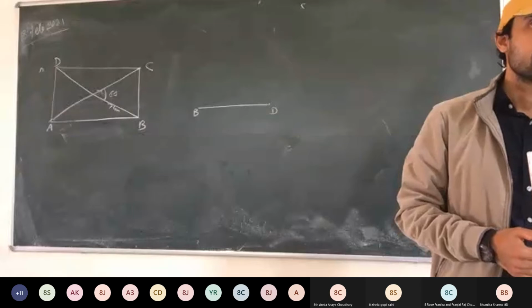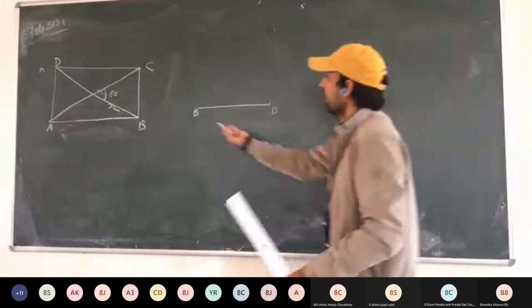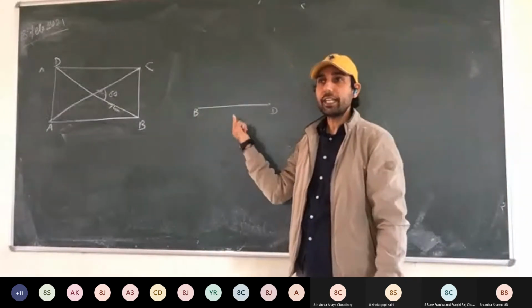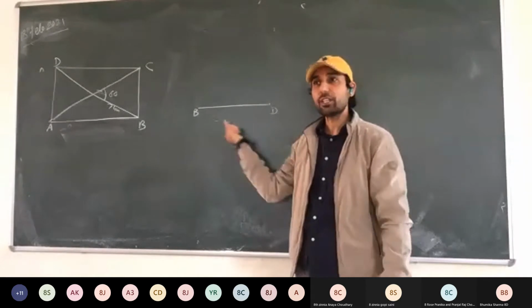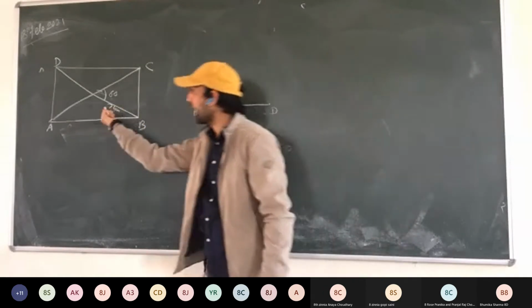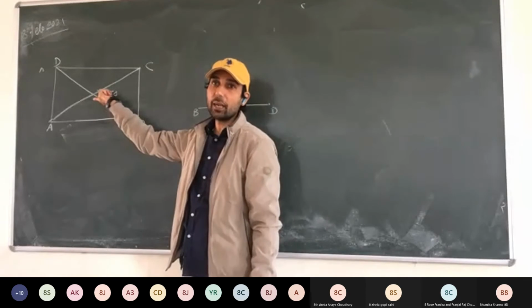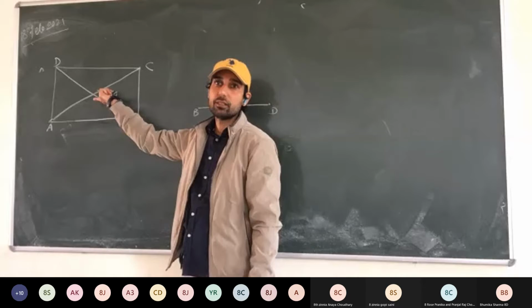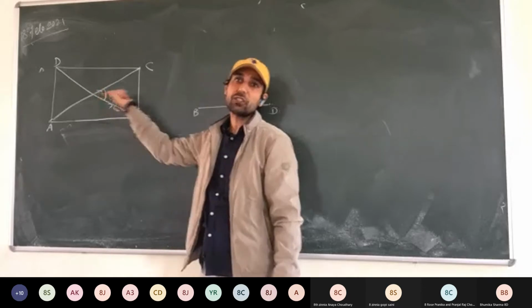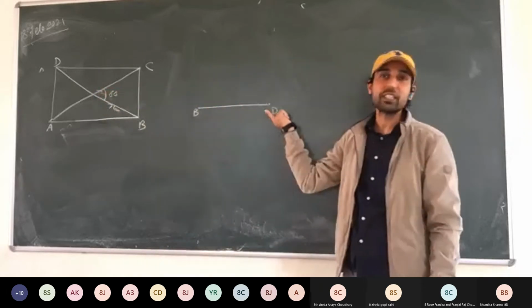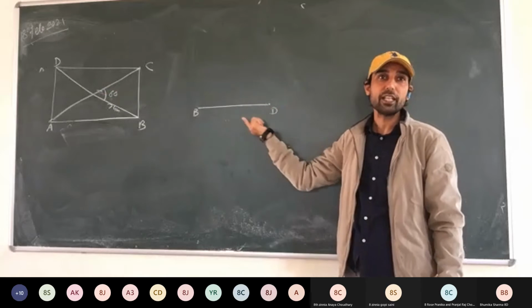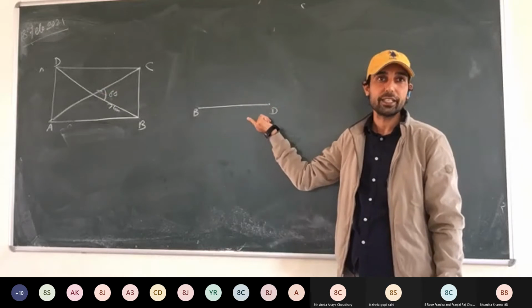BD is 7 centimeters, we have drawn a line of 7 centimeters. Now see here where the diagonals are meeting. They meet at the midpoint, so first we have to find the midpoint of this line BD.